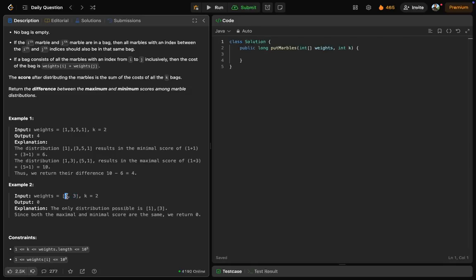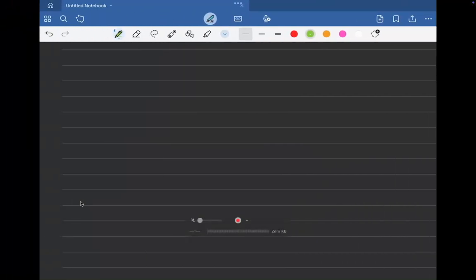In this example, the maximum score and the minimum score are the same. So we need to divide into two portions. The first portion is 1 and the second portion is 3. So the maximum value is the same as the minimum value, so max minus min will give me 0. So let's build the approach.